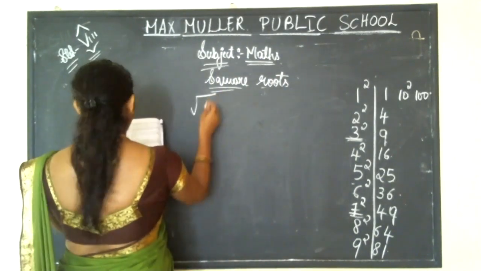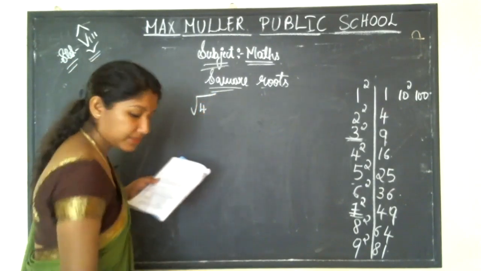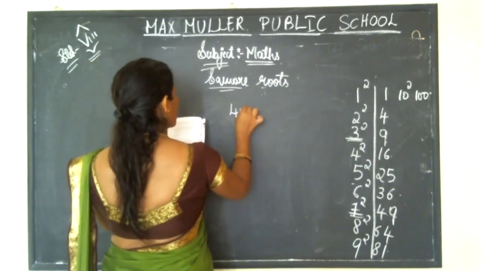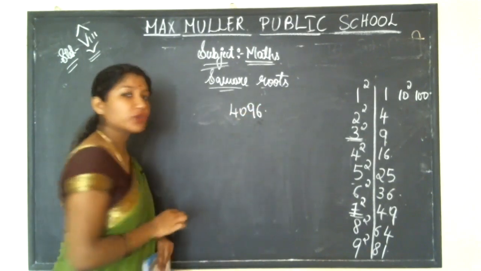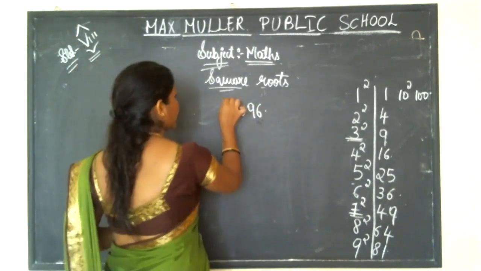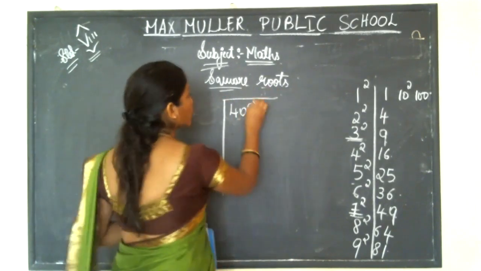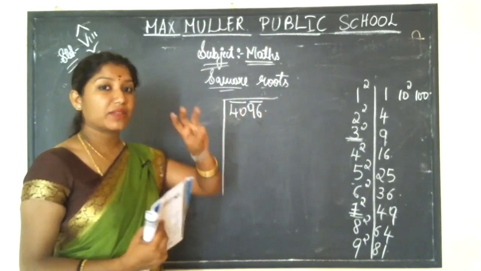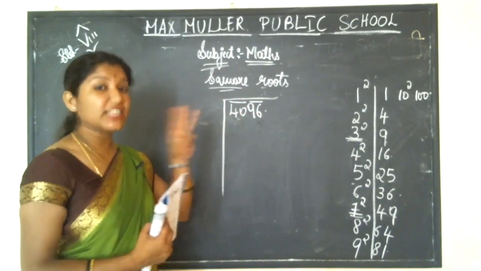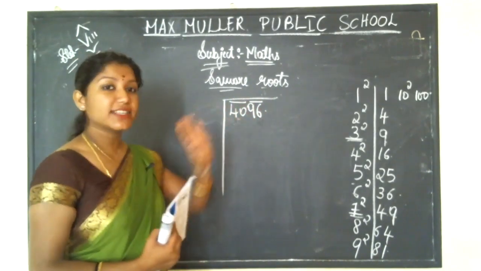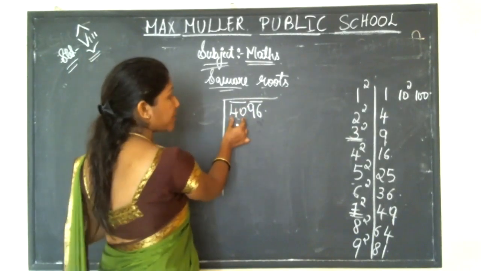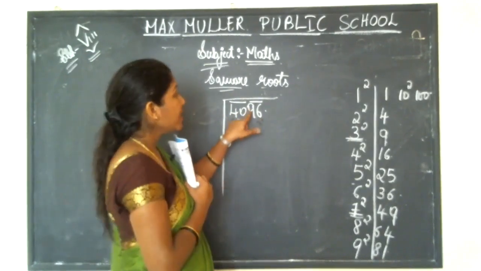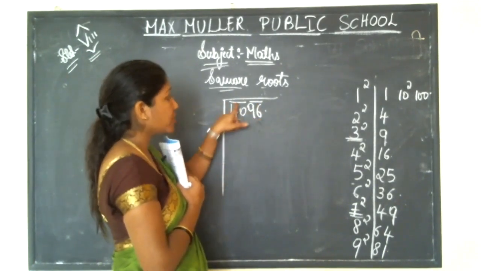See, the square root of 4096. What you have to do here is divide the number. First step is to group the number. In the first problem it was a 3-digit number, but here it is a 4-digit number. So there will be a pair for each grouping. That is, 96 you have grouped and 40 you have grouped.